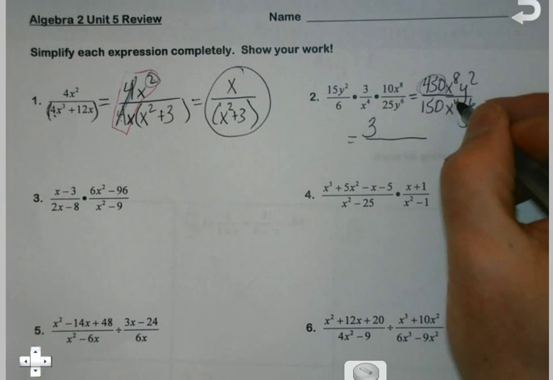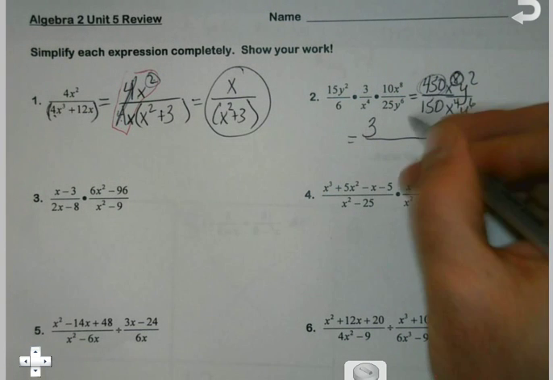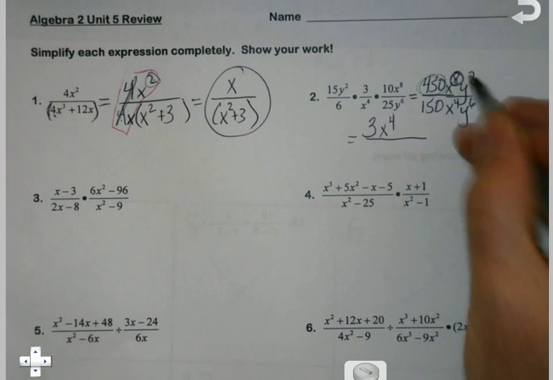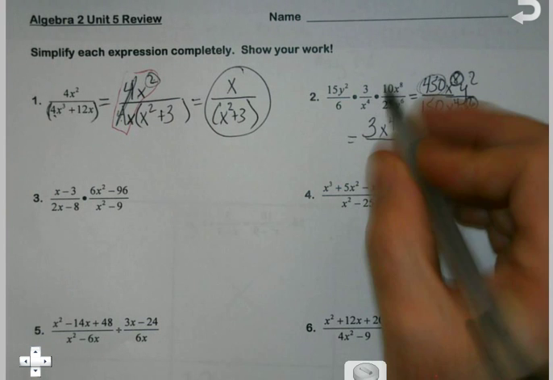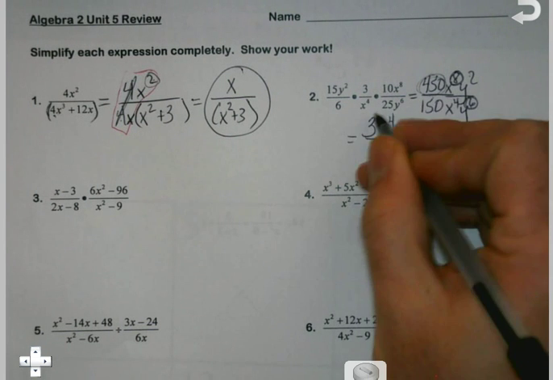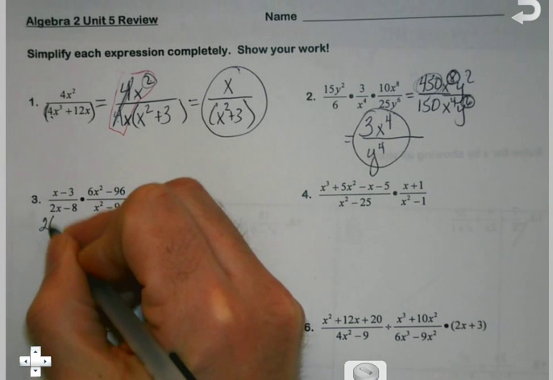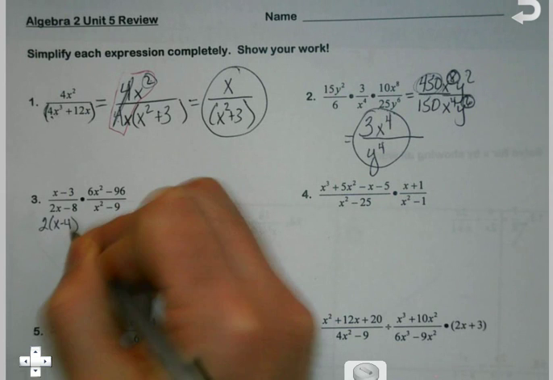X's, 8 minus 4 is 4. Larger exponent in the numerator. That's where my x values will stay. Y's, 6 minus 2 is also 4, but the 6 is in the denominator, the larger value, and I'm set. Keep it simple, but factor always. Even if it's just something as small as taking out a 2.